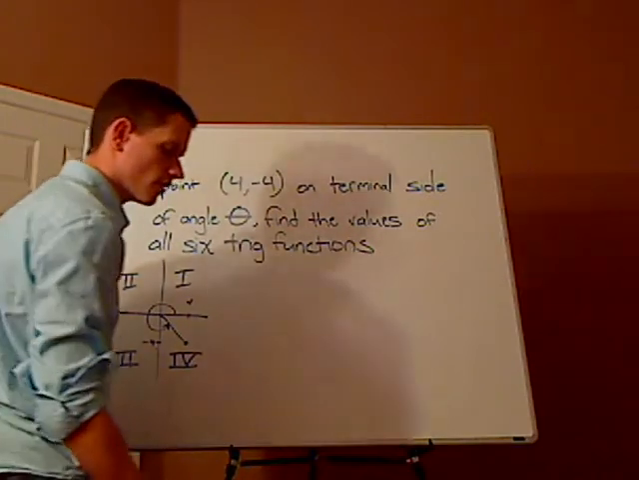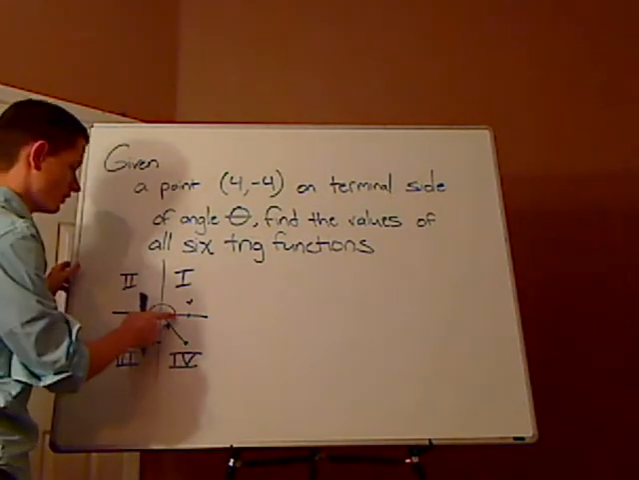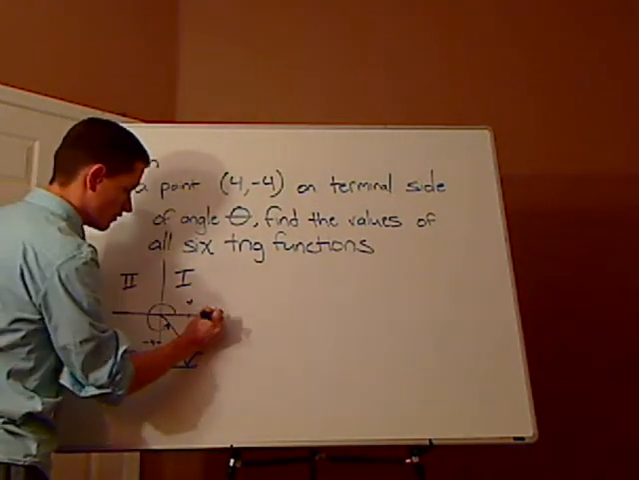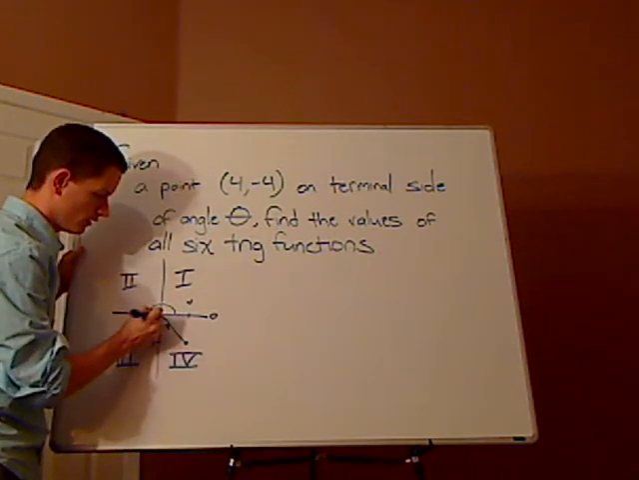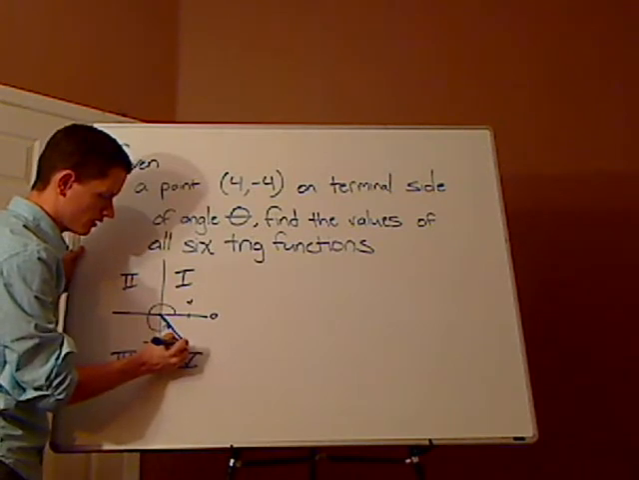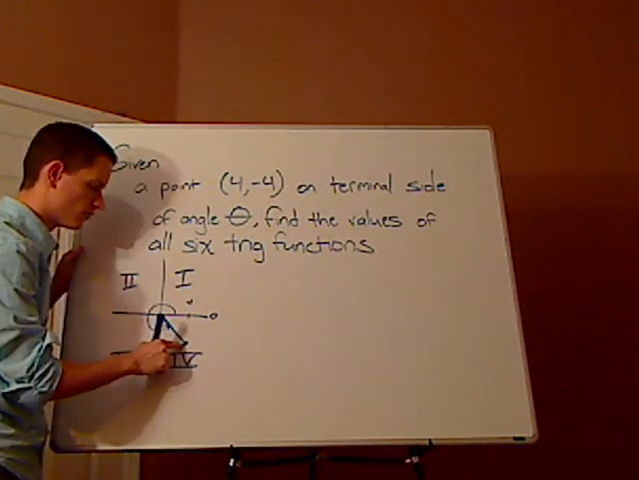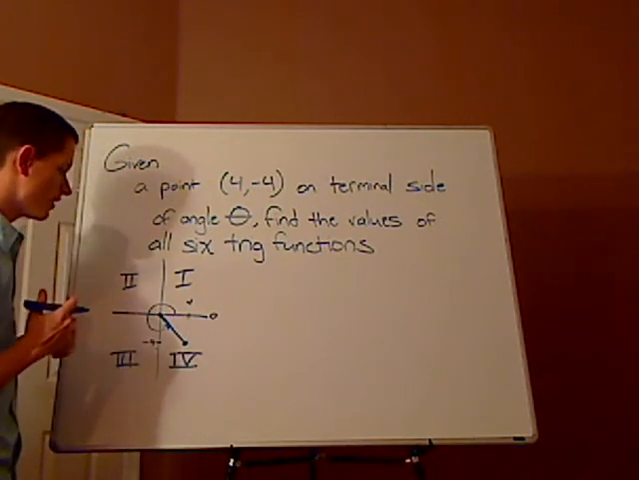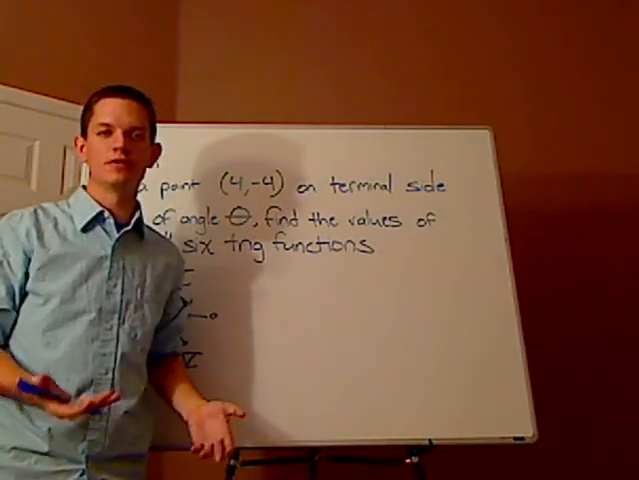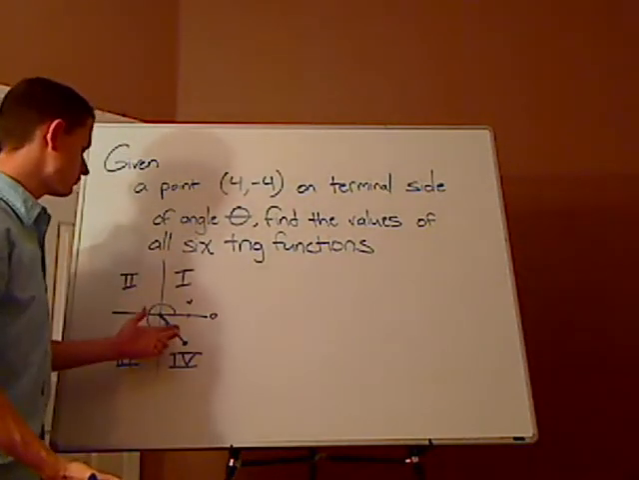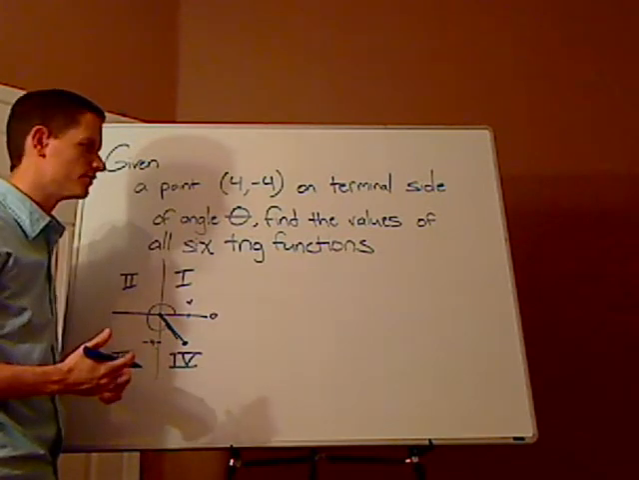Alright, what I did first was I simply drew out the angle. The angle starts at 0, it goes counterclockwise, and it stops here. The terminal side is formed by the origin attached to that point. So what you want to do now is figure out, okay, what's my reference angle, and how can I set up the triangle? Because once you set up the triangle, you can then find this using the Pythagorean theorem.